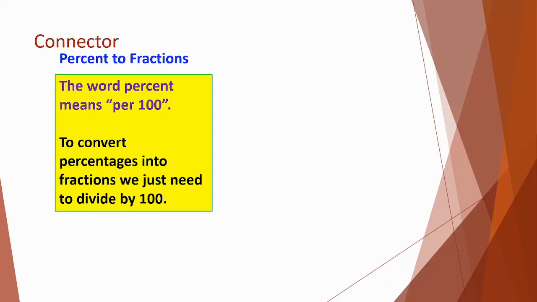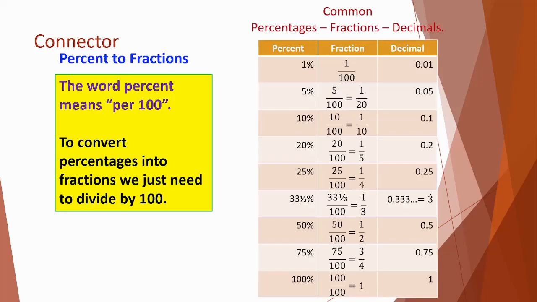Now let's look at how this links to our other subjects, and a big thing with probability is about percentages. So we need to remember that percent means per 100, and to convert percentages into fractions we just need to divide them by 100. So here is a table of common percentages and their fractions and their decimal notation. We will look further into this when we start calculating different fractions of probabilities.